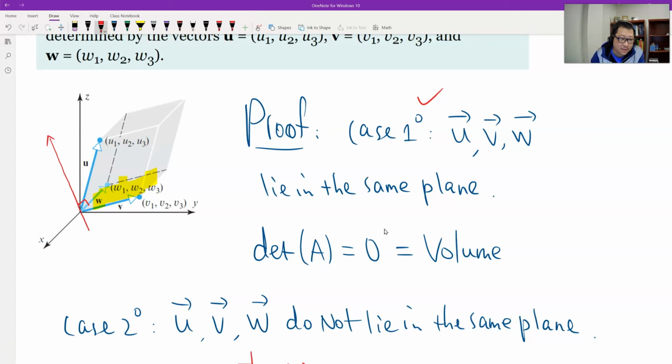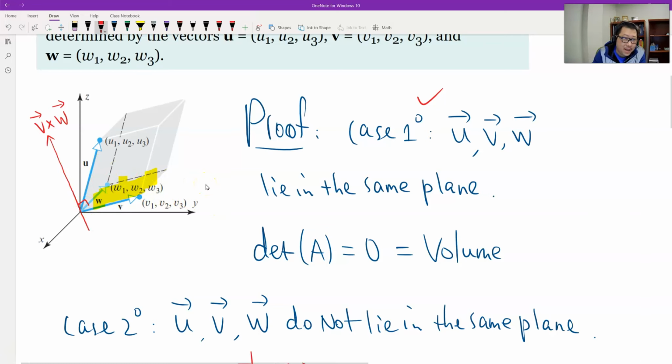This is V cross W. See, we use the right hand rule, and the V is this way, and then W, and then I know the directions, they point up. Good. So this is the direction perpendicular to the base, and we have the height.